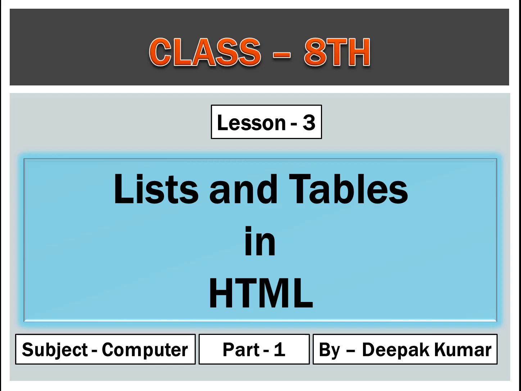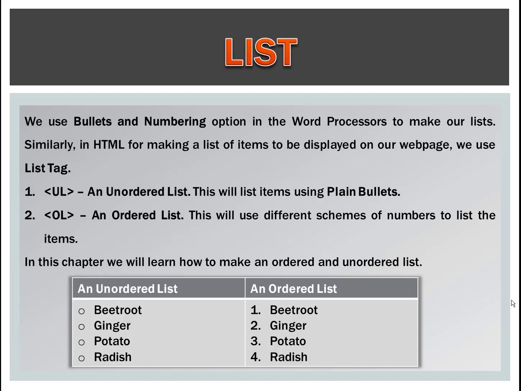Today we are going to start lesson number 3, part number 1. Our topic is lists and tables in HTML. So let's start. List. We use bullets and numbering options in word processors to make our lists.